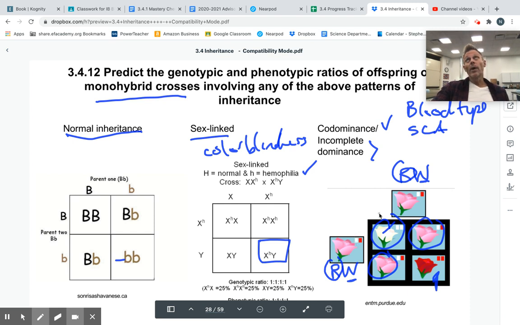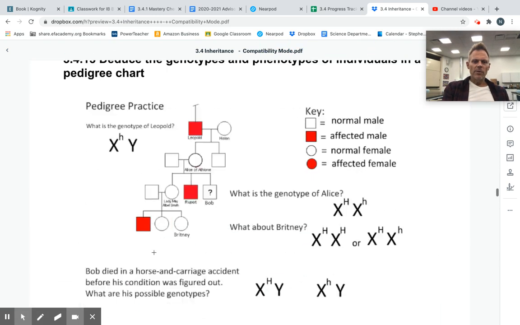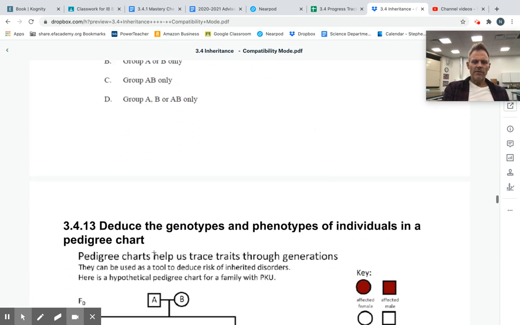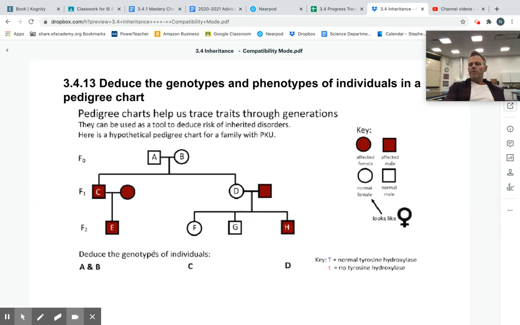So practice, and I will torch you with practice, so don't worry. 3.413, which I'm going to move to a different slide. There's just a bunch of different practices here. But 3.413 is saying deduce the genotypes and the phenotypes of individuals in a pedigree chart.